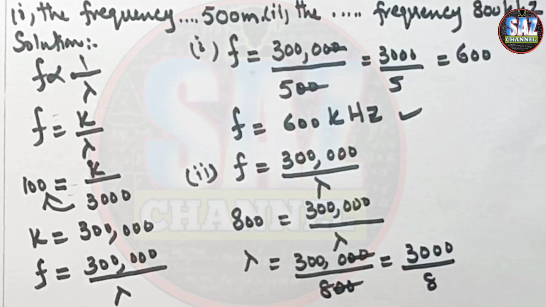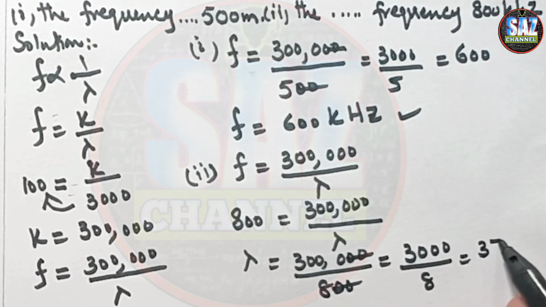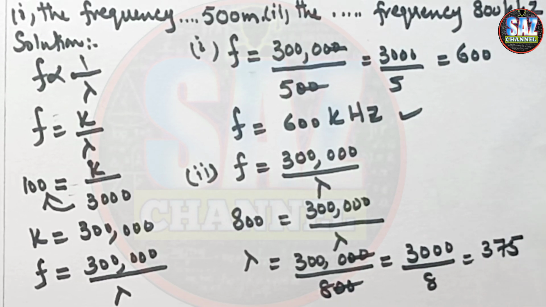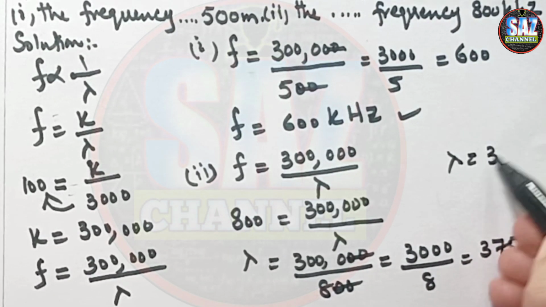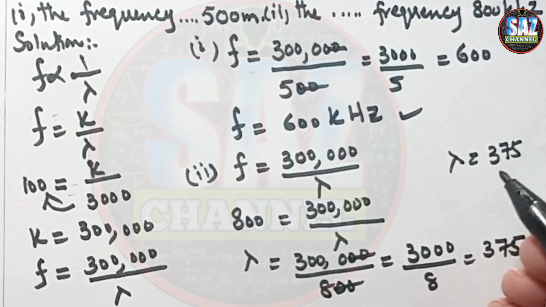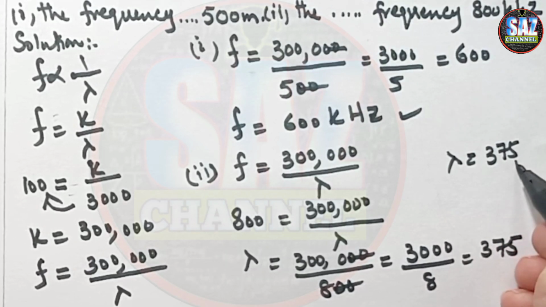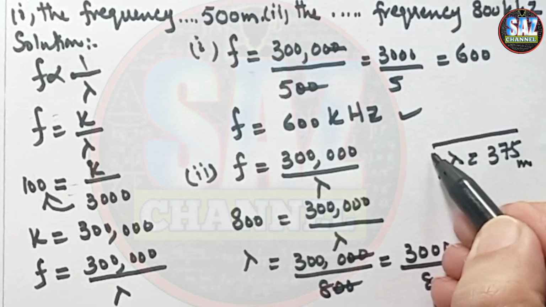Simplify 3000 by 8. 3000 divided by 8 will give me 375. So lambda will be 375 meters. I hope you are clear about this question.